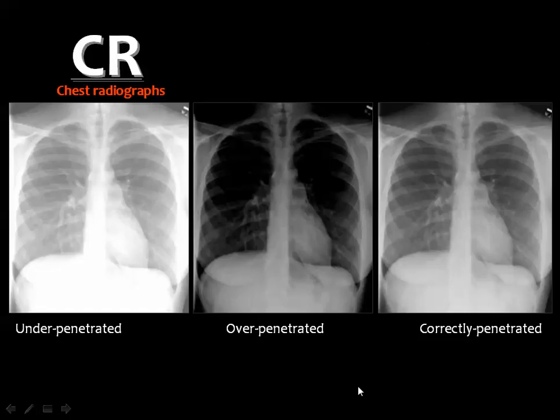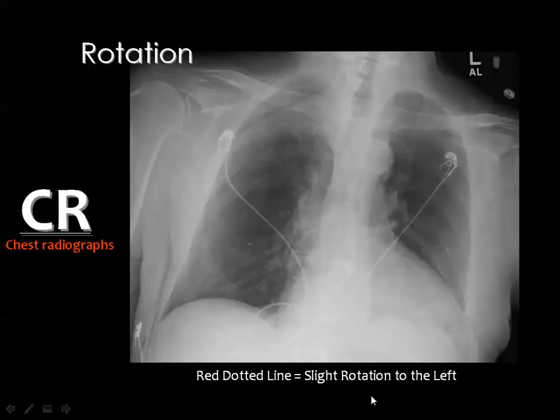Also, it is not possible to judge the quality of the radiograph in the ICU patients, and many times we may have an under-penetrated or soft exposure, or an over-penetrated or hard exposure, and this is the optimal exposure as you can see here. But we may face these two exposures during our interpretation.